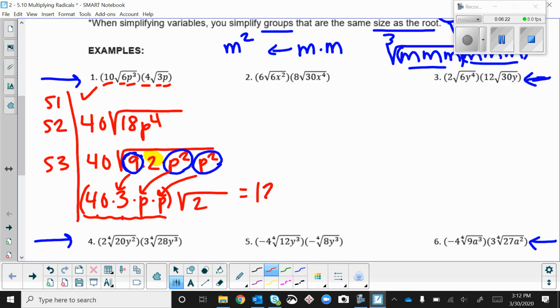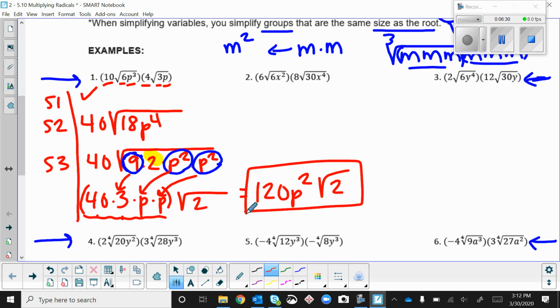120, p times p is p squared, and then you have the square root of 2. Okay, so that is an example where you have square roots. And don't forget, I did kind of a little bit of ninja style there. You are always, always welcome to do a full-on factor tree wherever you need.